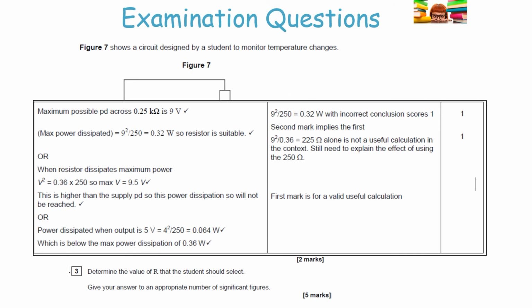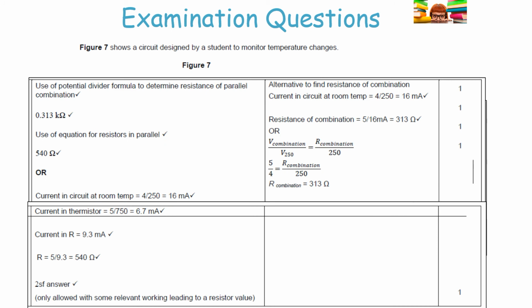Next one, determine the value of R that the student should select. So, what do you know? Well, the first thing you should be able to use is the potential divider formula to determine the resistance of the parallel combination. The potential divider equation is V is equal to R1 over R1 plus R2 times V in, which is the input from the battery. You can then use that to work out what the total resistance in the parallel combination is. So therefore it's 0.313 kilo ohms.